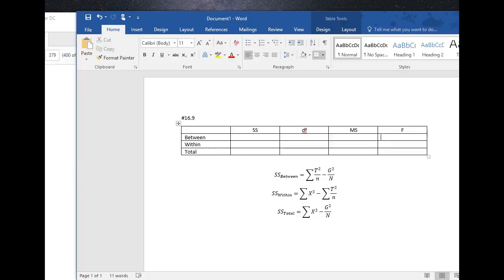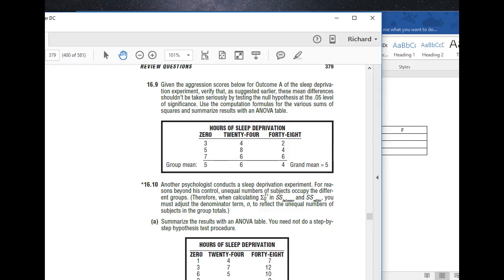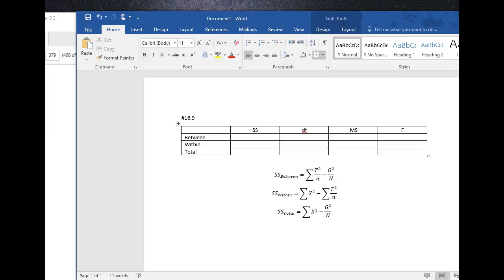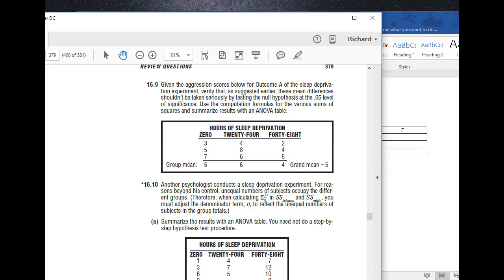The one thing that's important to recognize is that T and G are the totals and not the means. Yet in the problem statement, they're giving us the group means and not the totals. So we'll go forward with computing first the SS between, where I take each of the group totals, square them, and then divide by the number of items in each group. Then we'll subtract off the grand total squared divided by the total N. I'm going to do the work on a calculator as we go through.